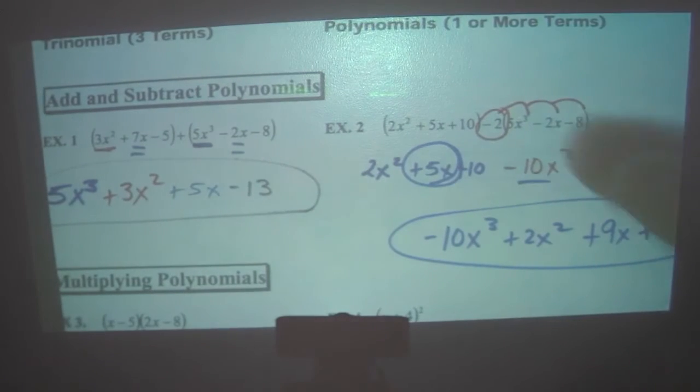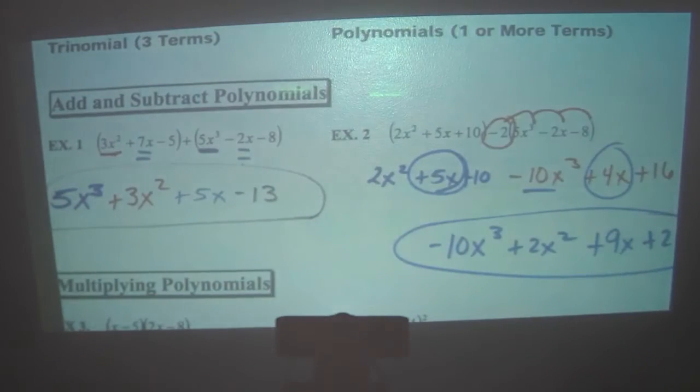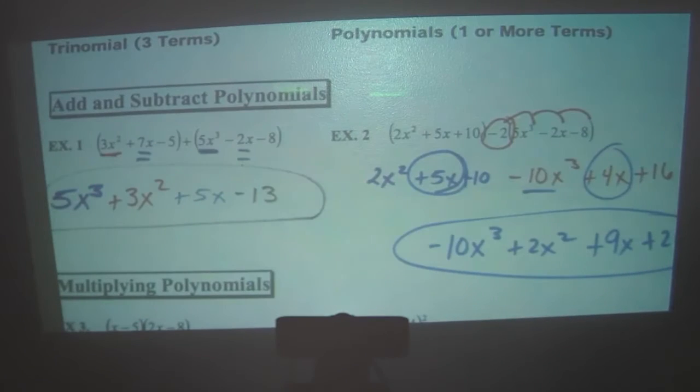Okay. Now, if there's just a negative there, make sure you distribute the negative to every single term. You're subtracting the whole trinomial, so we have to make sure we're subtracting every term. Okay. Adding, subtracting, super easy.